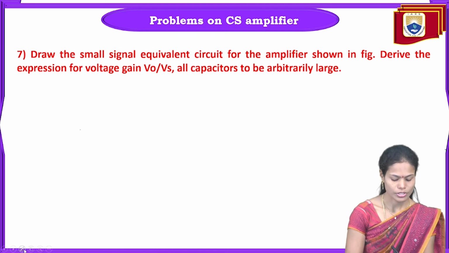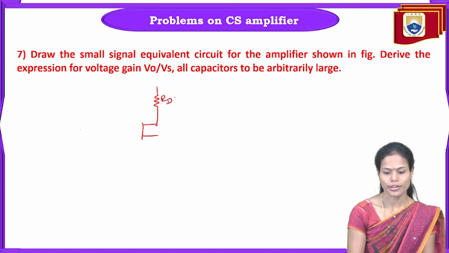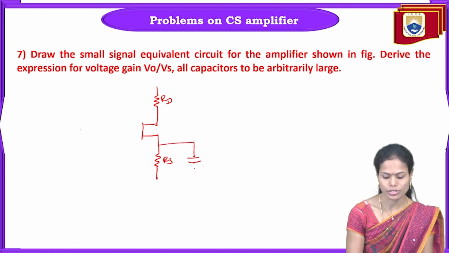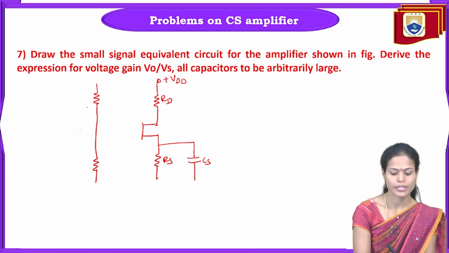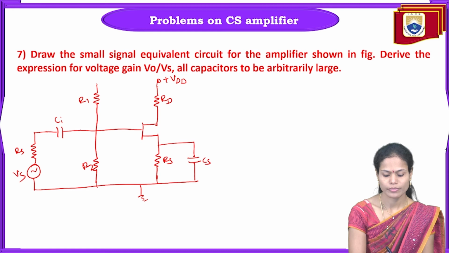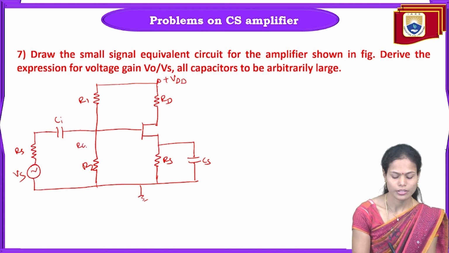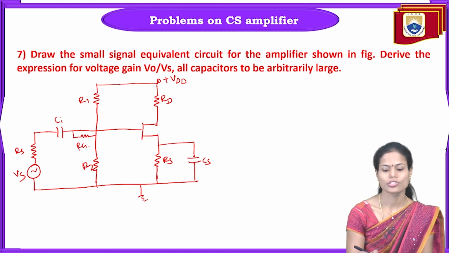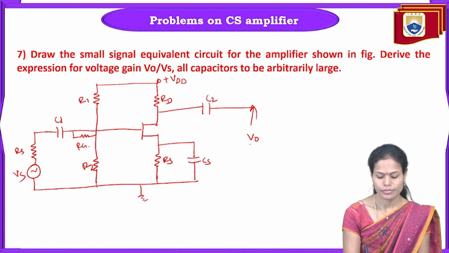To do this, first of all I am showing the circuit given in the problem. This is the circuit given in the problem with drain resistance RD and source resistance RS and the bypass capacitor CS, and here plus VDD supply voltage, along with the two resistances R1, R2, and also the coupling capacitor C1, and the source resistance RS and the source voltage Vs is given, and also the gate resistance RG given in the problem. And to measure the output signal, again coupling capacitor C2 is connected here. So this is the circuit given in the problem.